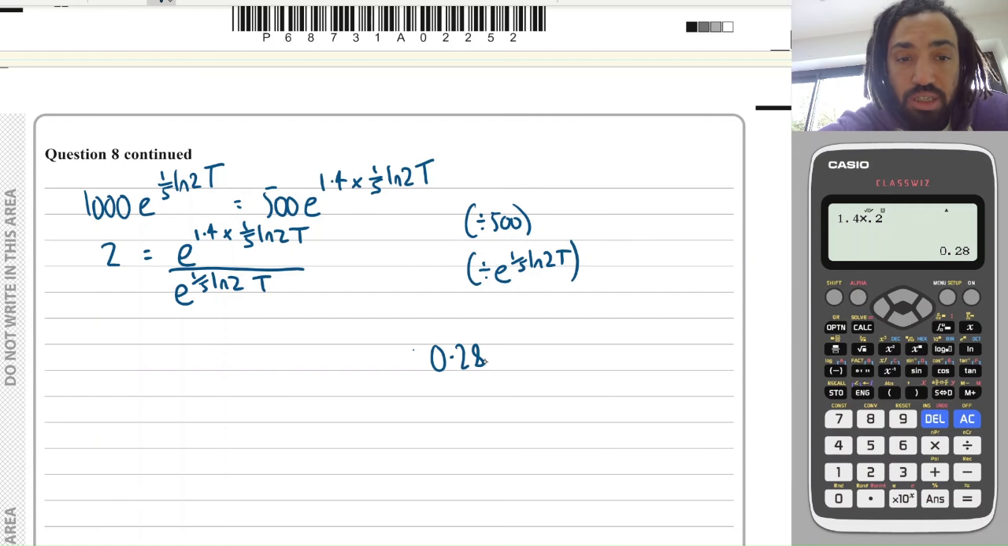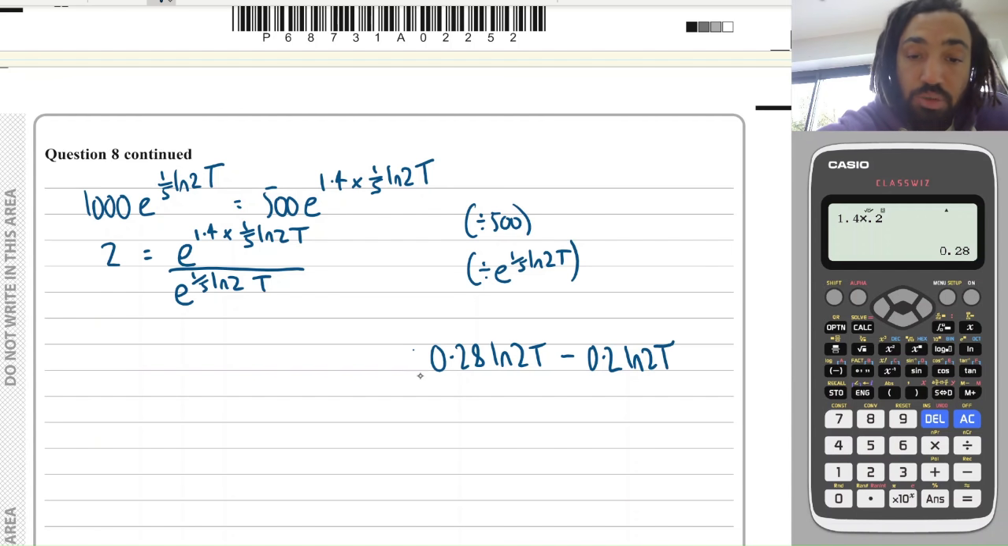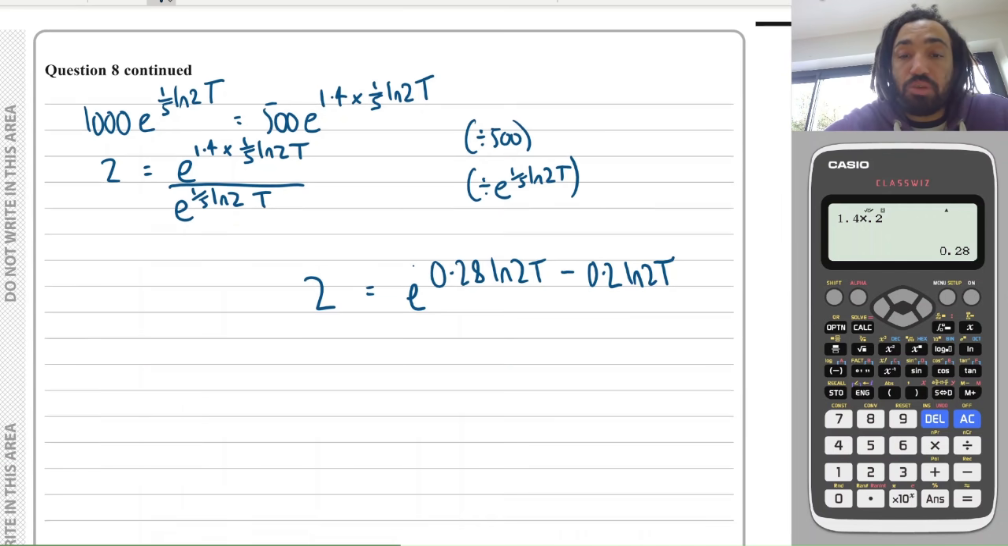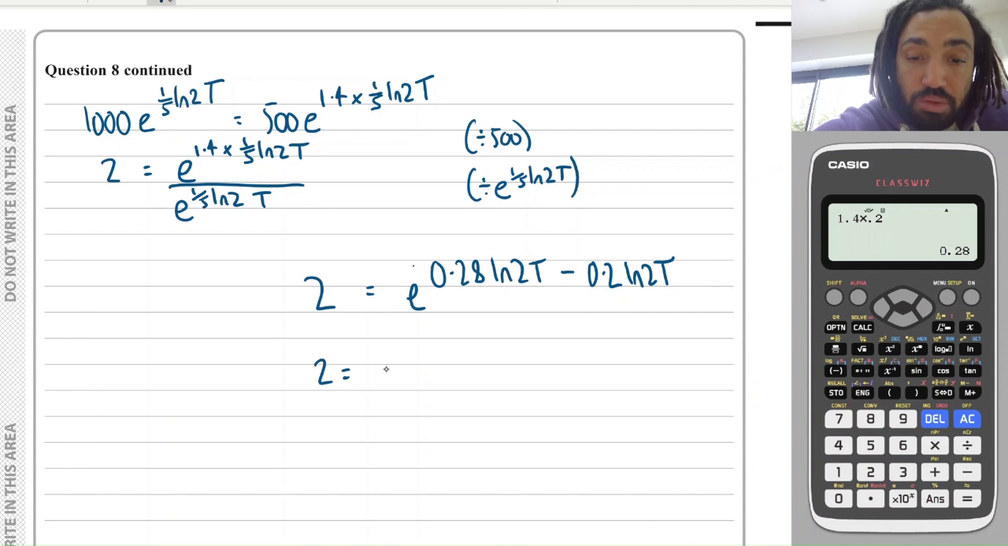So we've got 0.28 ln 2t minus 0.2, which is 1/5 ln 2t, and all that is e to the power of, and all of that equals 2. Because again, when we divide e's, we're just going to subtract the two powers to combine them. So we're going to end up with 2 is equal to e to the 0.08 ln 2t.